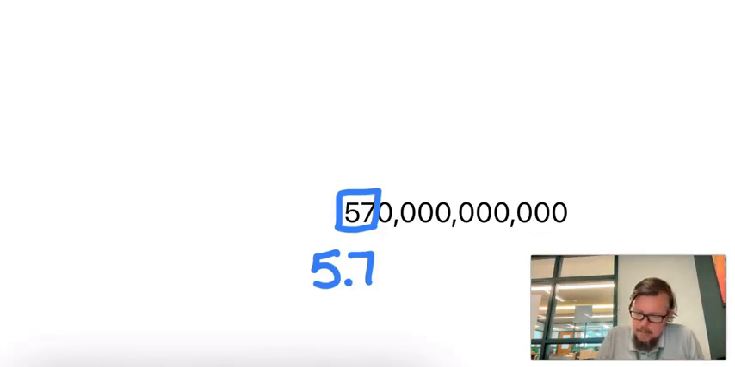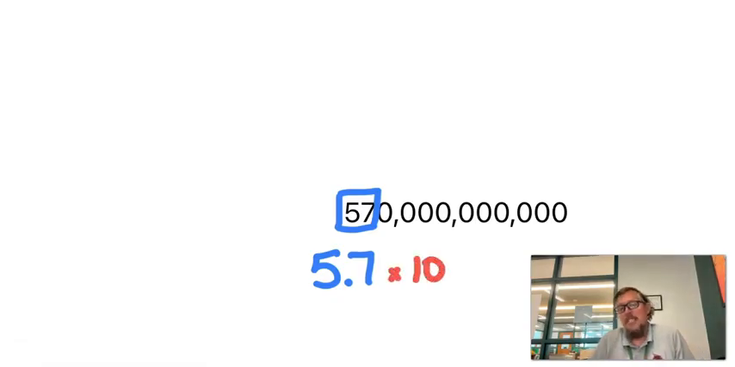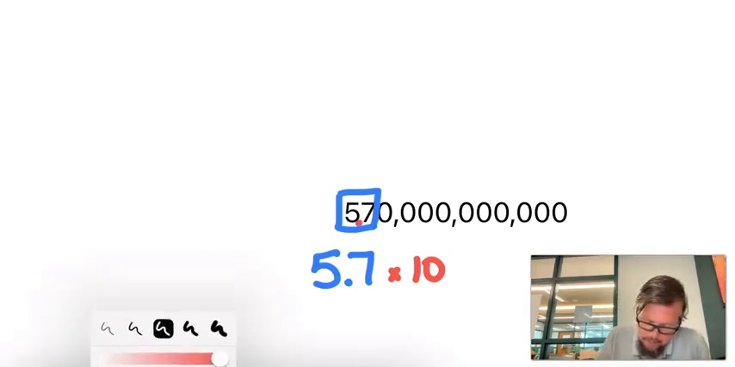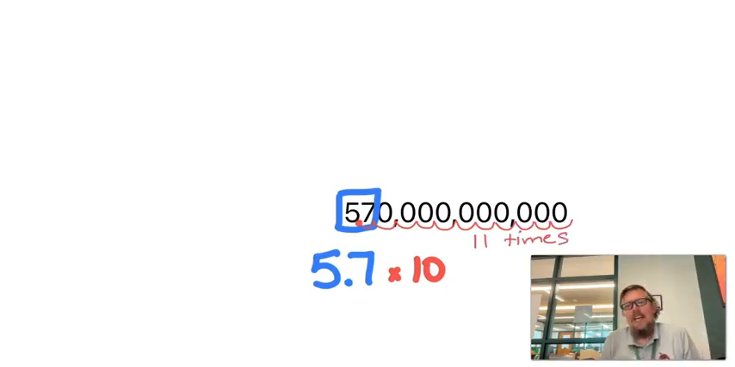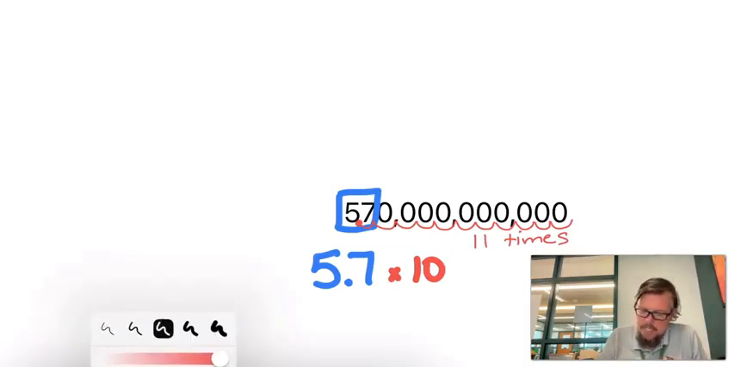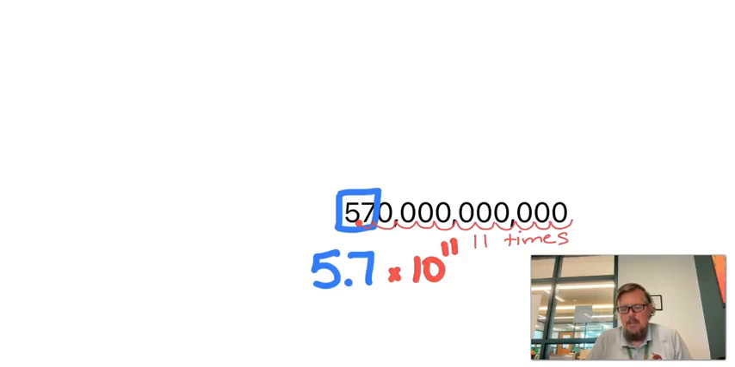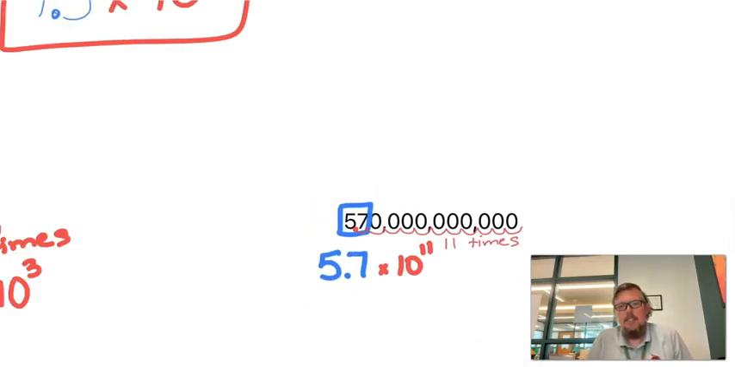And then we're going to multiply by 10 raised to some power, and we're going to have to move the decimal a lot of times to get to the end of 570 billion. So if the decimal were right here, we move 1, 2, 3, 4, 5, 6, 7, 8, 9, 10, 11 times is how many times we have to move that decimal point to get to the end of that number, 570 billion. So this is going to be 5.7 times 10 to the 11th power, and that's that number in scientific notation.